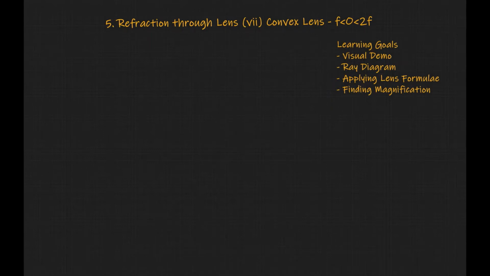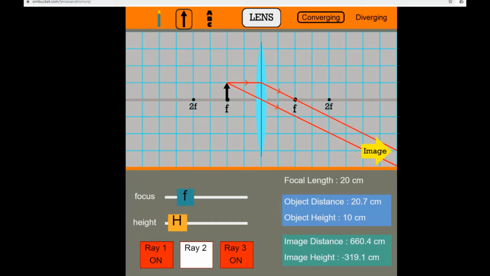Welcome to this 7th in the series of videos on refraction through lens. In this video, we look at a use case when an object is between focal length and 2f. So let's quickly see the ray diagram for this use case.